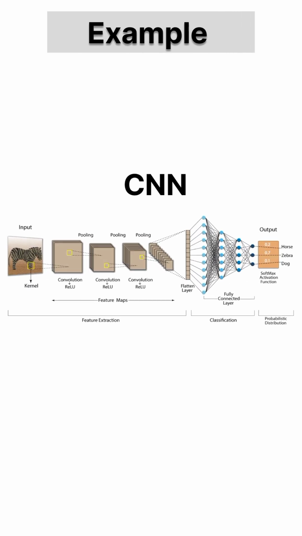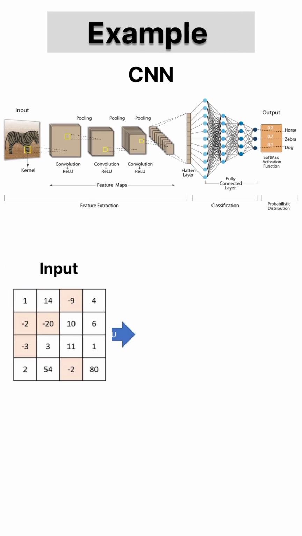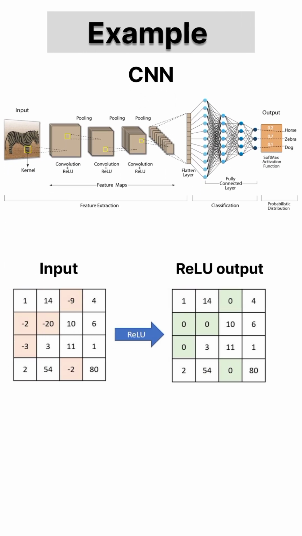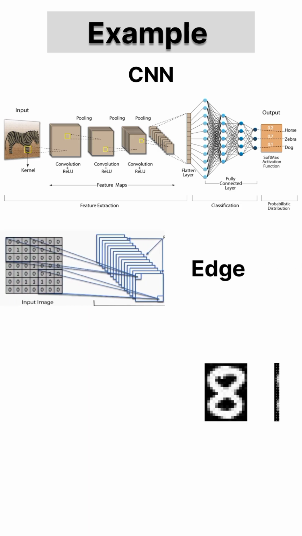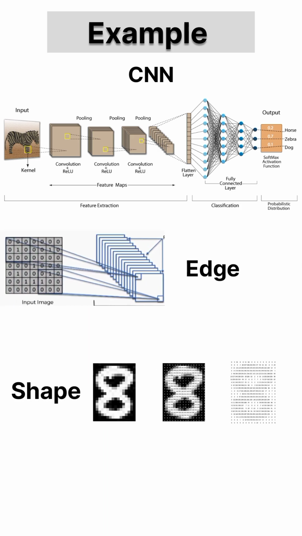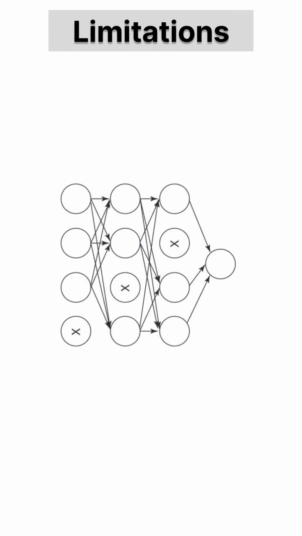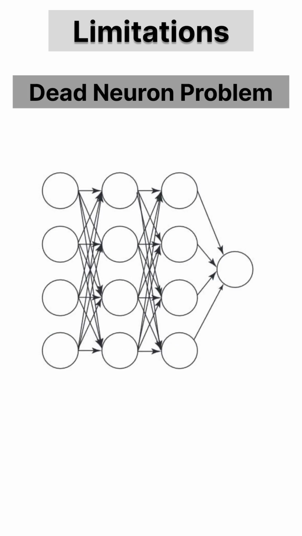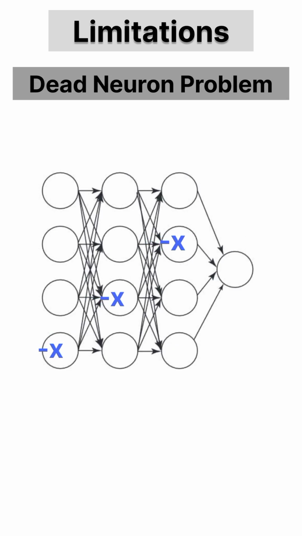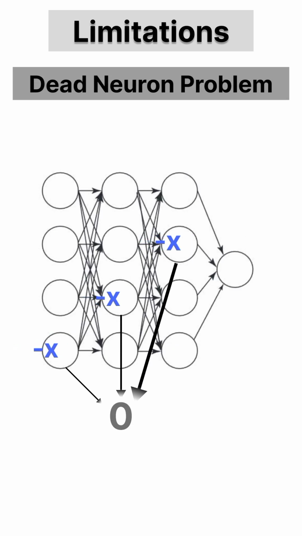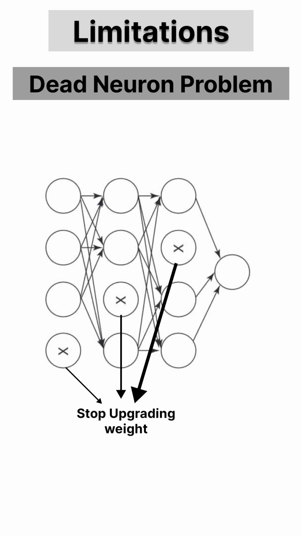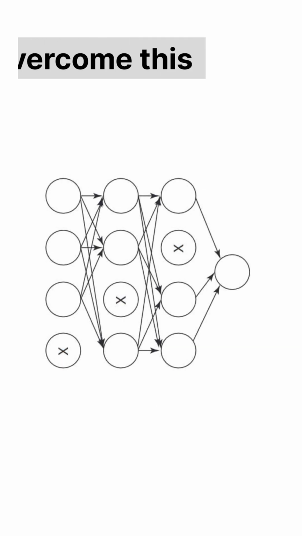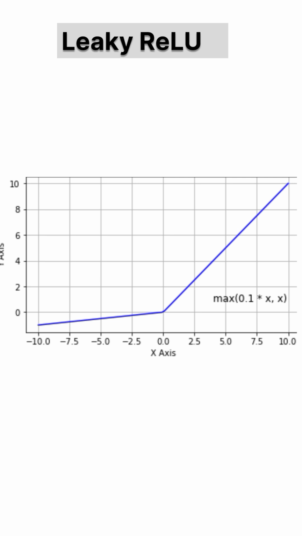For example, in image recognition, ReLU blocks irrelevant features while allowing important patterns like edges and shapes to move forward. However, ReLU has one major limitation called the dead neuron problem. If a neuron repeatedly receives negative input, it may always output 0 and stop updating its gradient during training. To overcome this, leaky ReLU was introduced.